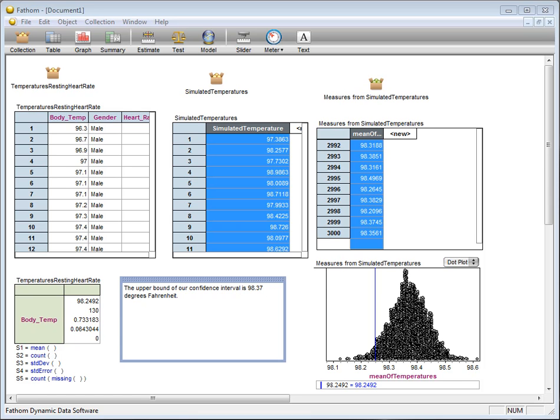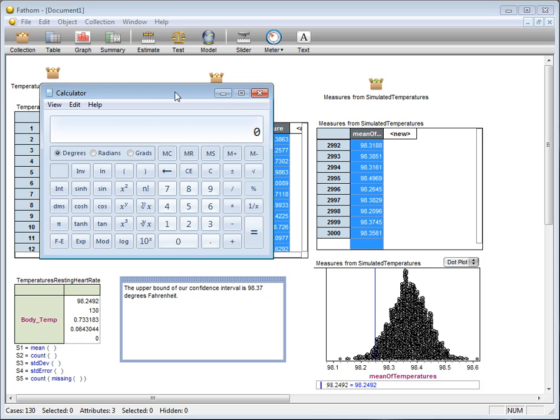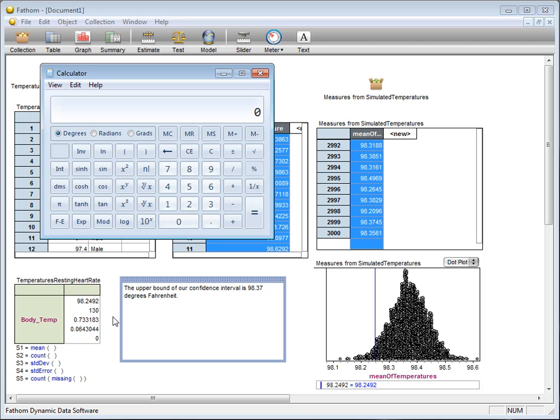So here's a quick heuristic that you can use to speed up the process by which you hunt down the lower bound using this trial and error method. If I compute the distance between the actual sample mean body temperature from the data and what we found to be the upper bound of the confidence interval, it's 98.37 degrees minus 98.2492. That distance was roughly 0.12 degrees.